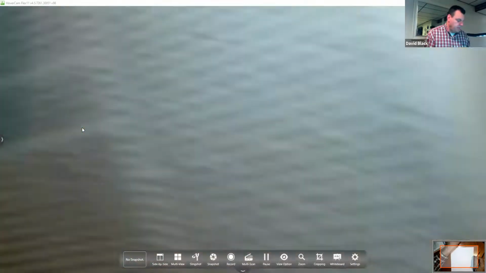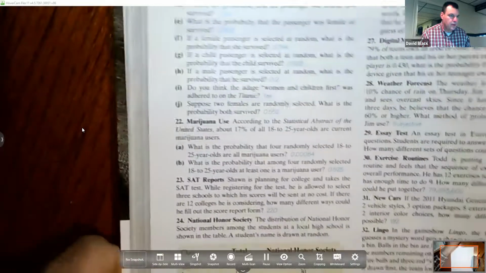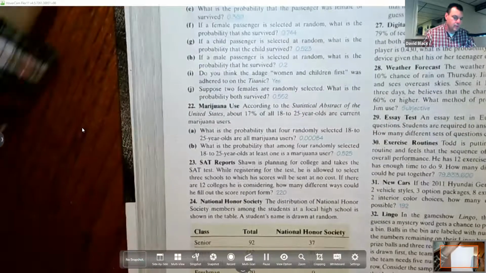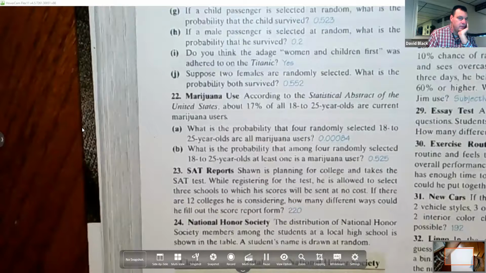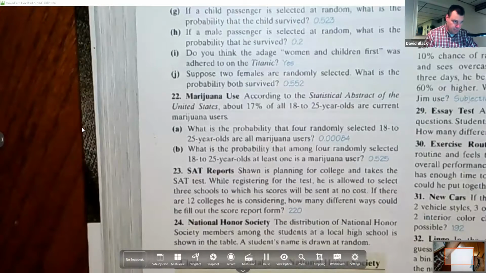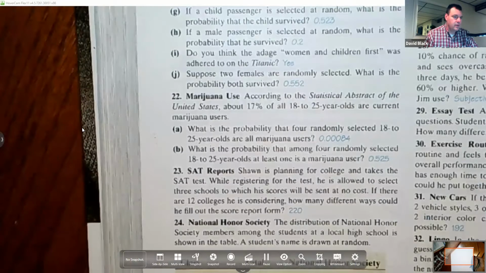So if you don't have your book in front of you, here's what 22 has to offer. According to the Statistical Abstract of the United States, about 17% of all 18 to 25-year-olds are current marijuana users. What is the probability that 4 randomly selected 18 to 25-year-olds are all marijuana users?